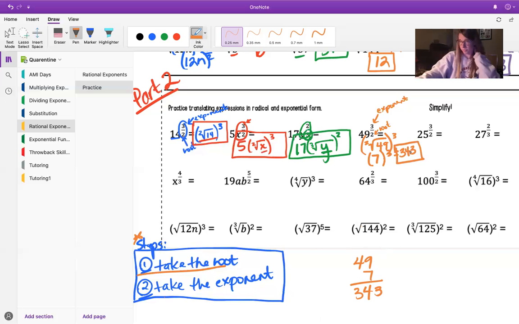Okay. Yeah, so that's how you do that one. So that would be its simplified answer. So we could actually solve that one because at this number, we could actually take the square root of it.